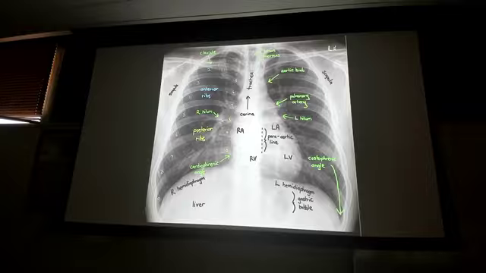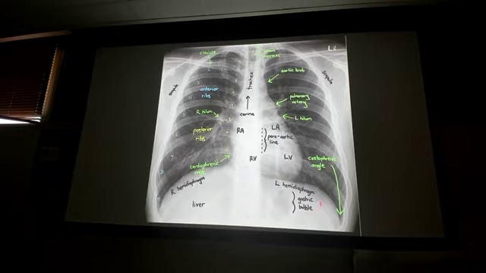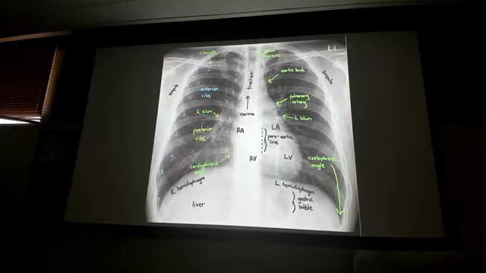Okay? G, great vessels and gastric bubble. Gastric bubble is right down here. Right? My stomach's down here. This can be right up against the diaphragm. It can be over here.